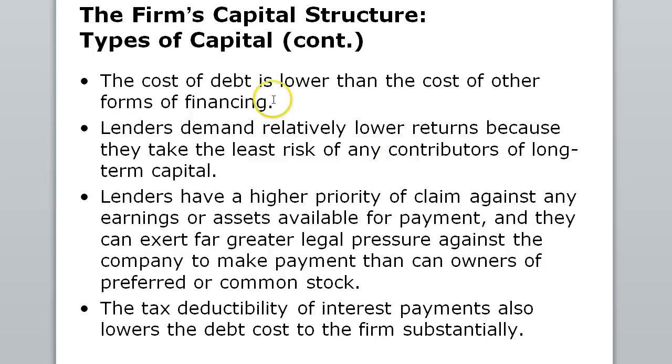So lenders have a higher priority claim against the assets. If you're a bondholder, you go before stockholders or equity holders on the assets of the company to get paid back in case the company goes into bankruptcy. And they can exert far more legal pressure against a company to make payments than can the owners of common stock, so they have tighter control over the company. The tax deductibility of interest payments also lowers the debt cost to the firm substantially. The interest on bonds is tax deductible, which also helps make them lower cost.